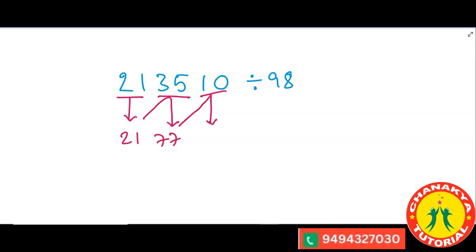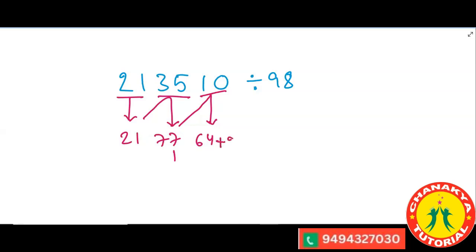164. But here we got three digits. That's why carry one forward. One is here and 64 is here. Yeah, one will be carried forward. And one more thing to do is, how many times 98 goes in this 164? Only one, sir. One time only.